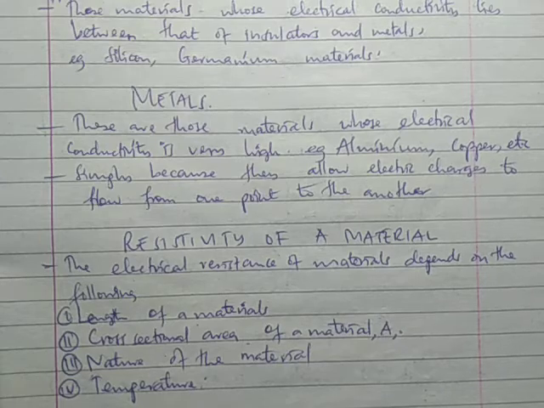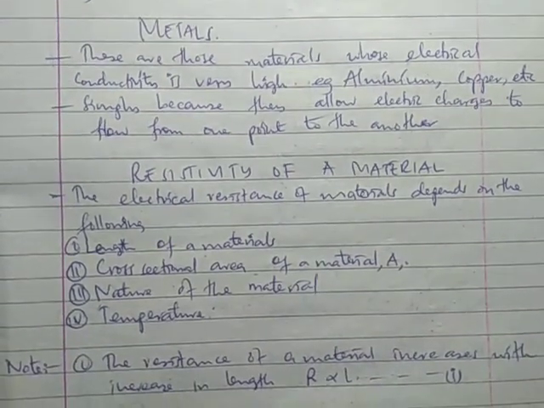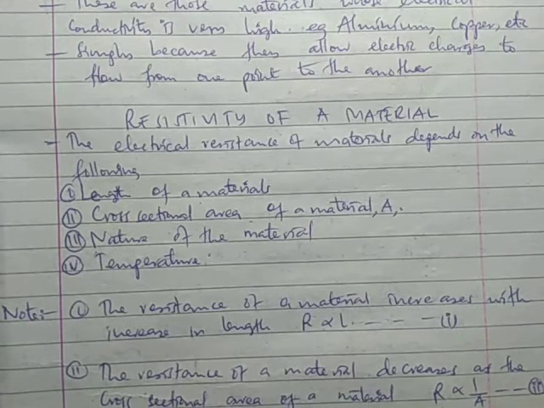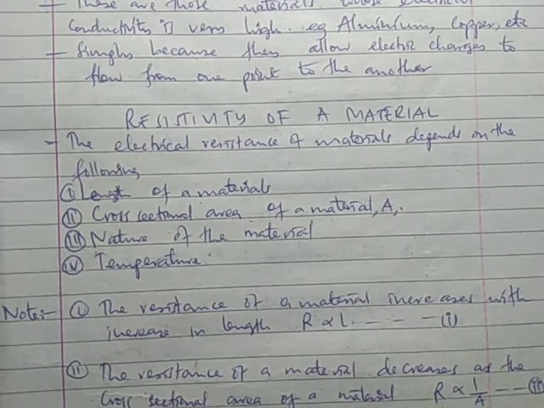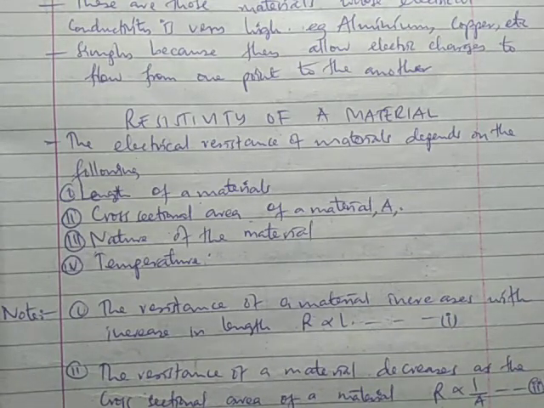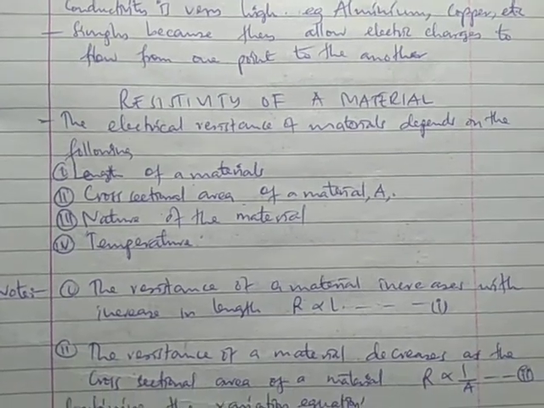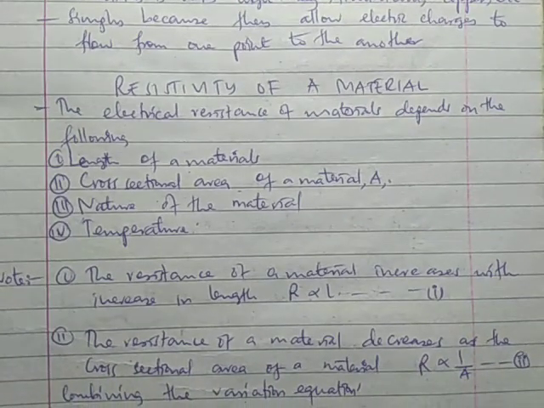Again, from there you can discuss the concept of resistivity of a material. Electrical resistance of a material depends on the length of the material, and this is directly proportional. If the length of the material increases, the resistance also increases. It also depends on the cross-sectional area. This is inversely proportional. If the cross-sectional area of the material increases, the resistance of the material decreases. But it also depends on the nature of the material, and then finally temperature. So nature of material ndo tunasema resistivity, na temperature iko temperature.